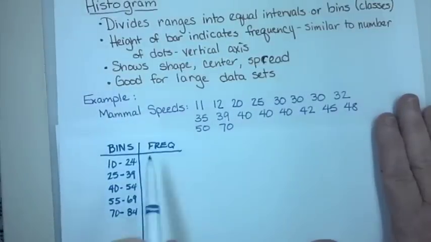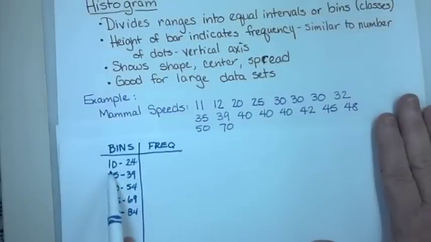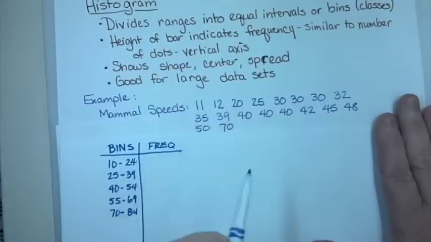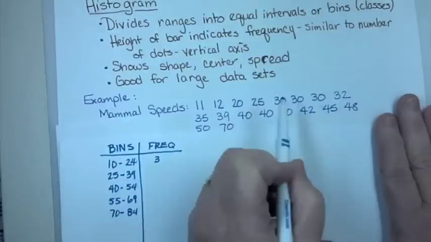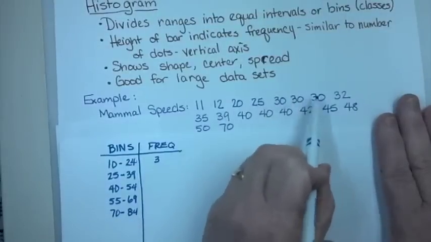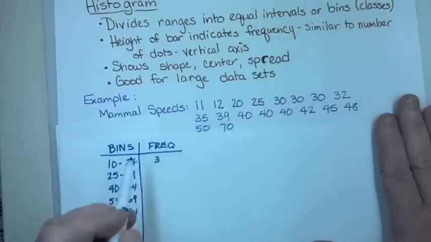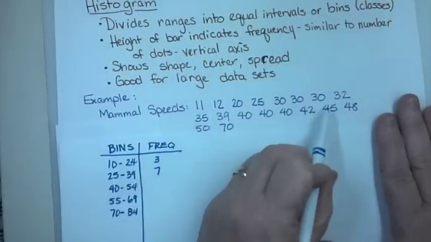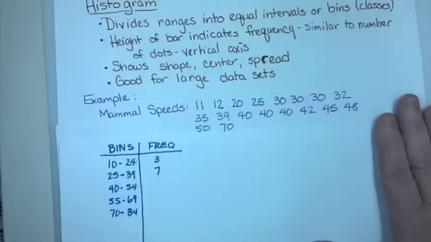So I'm going to look at my frequency in each of these. So between 11 and 24, I have 1, 2, 3, 3. And then between 25 and 39, I have 1, 2, 3, 4, 5, 6, 7. And then 40 to 54, 1, 2, 3, 4, 5, 6, 7.